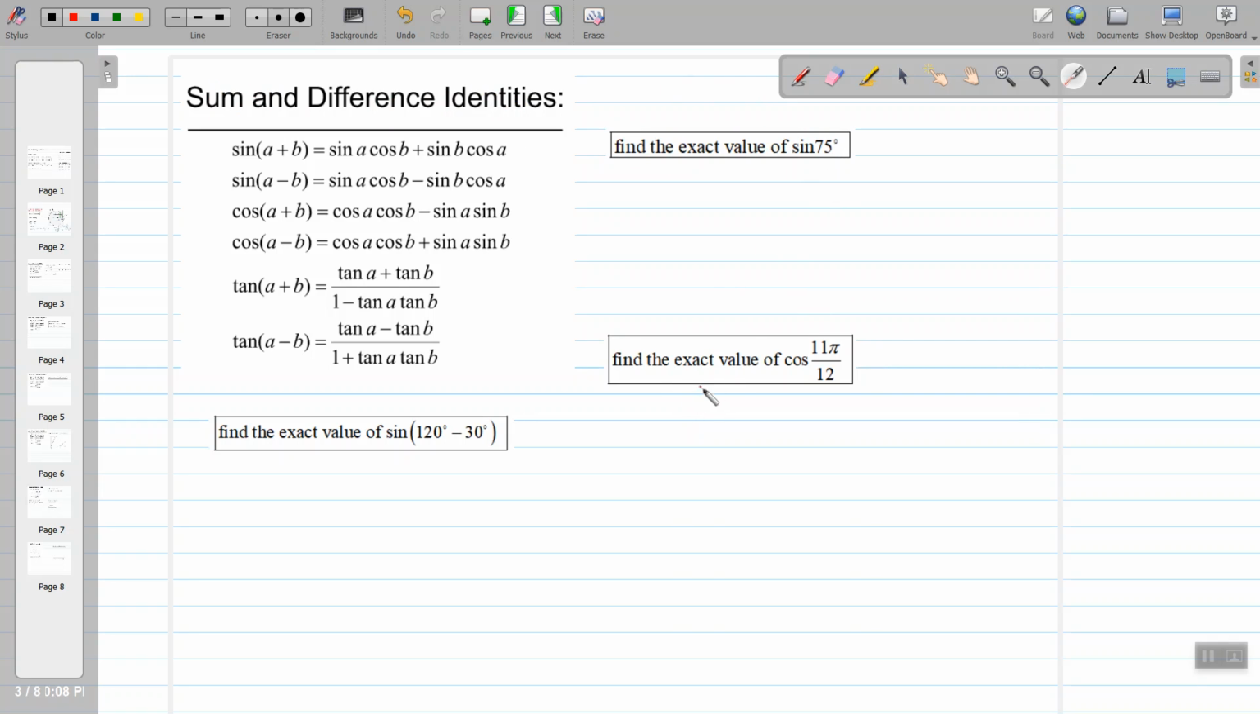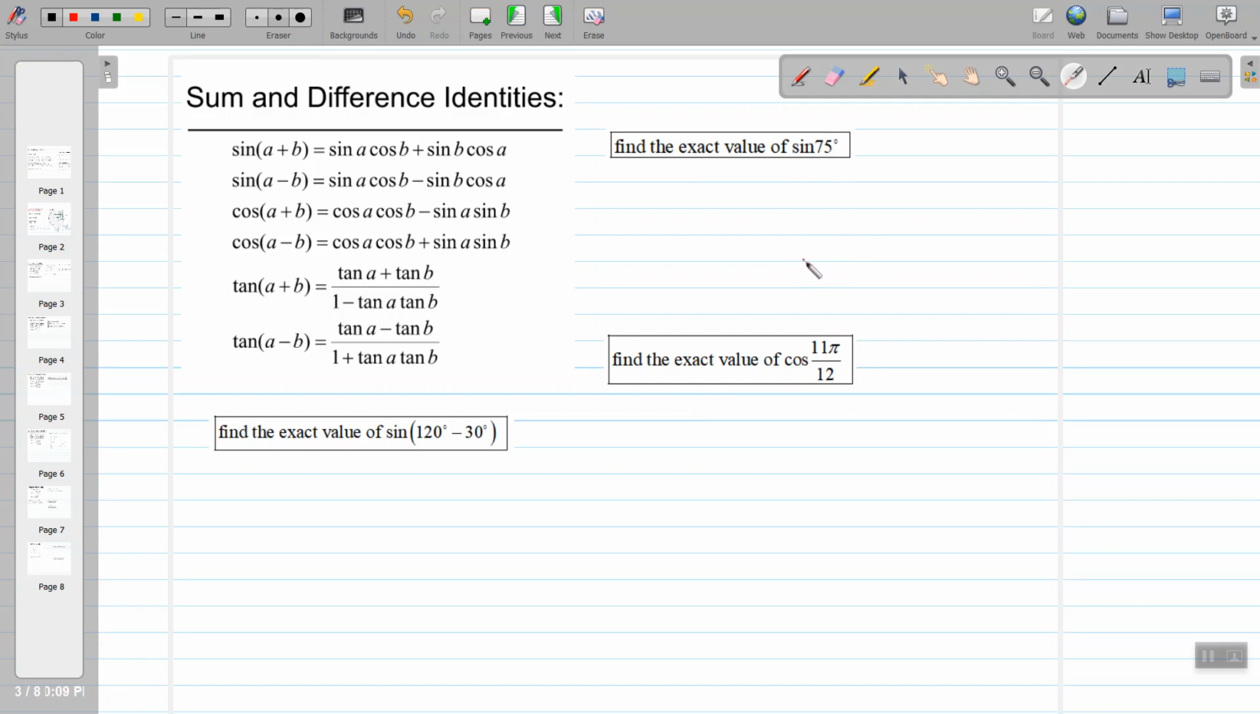Okay, so the first thing you actually want to do is ask yourself, where is 75 degrees? Is it one of those nice points on the circle? If it is, then you just use your circle and figure out what the value is. Unfortunately, 75 is not one of those. 90 degrees is, 60 degrees also is, but not 75.